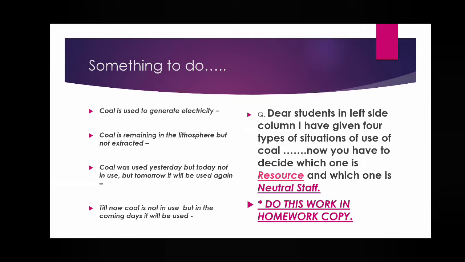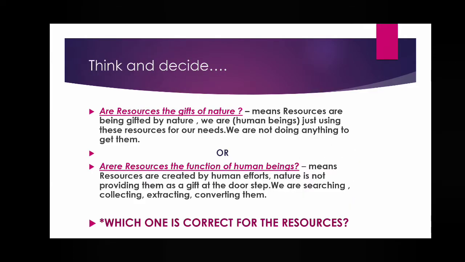Clear? So what is the question? Four situations are given. Dear students, in the left side column I have given four types of situations of use of coal. Now you have to decide which one is a resource and which one is neutral stuff. Do this work in your homework copy, and next day I will tell you the answer. Everything is clear, students? Now let us move to the next.